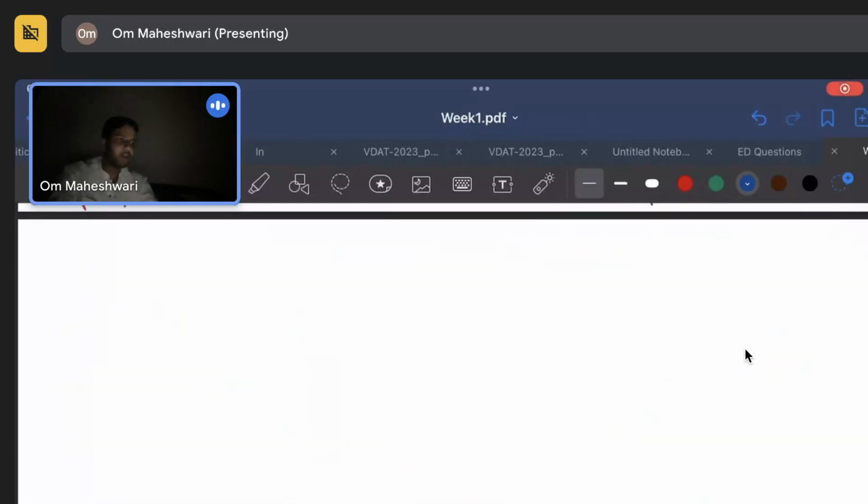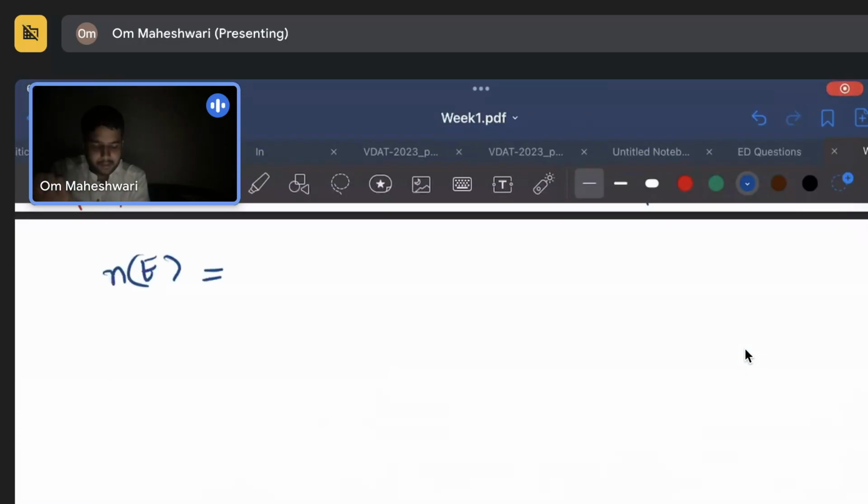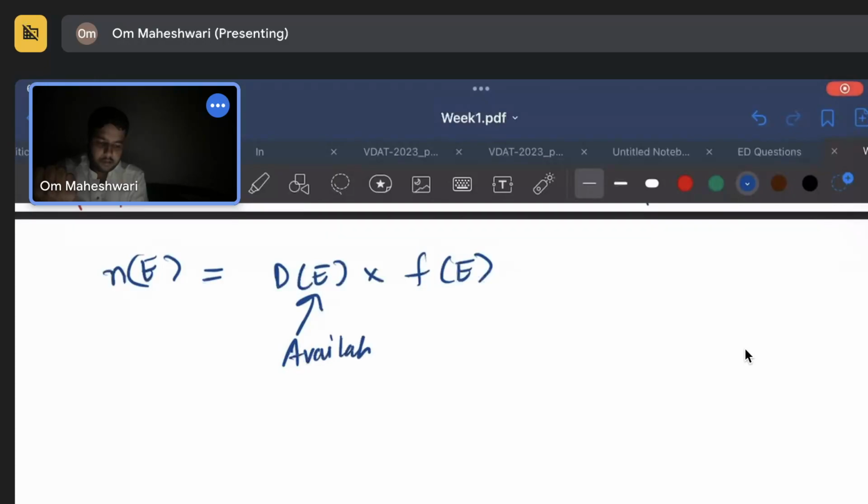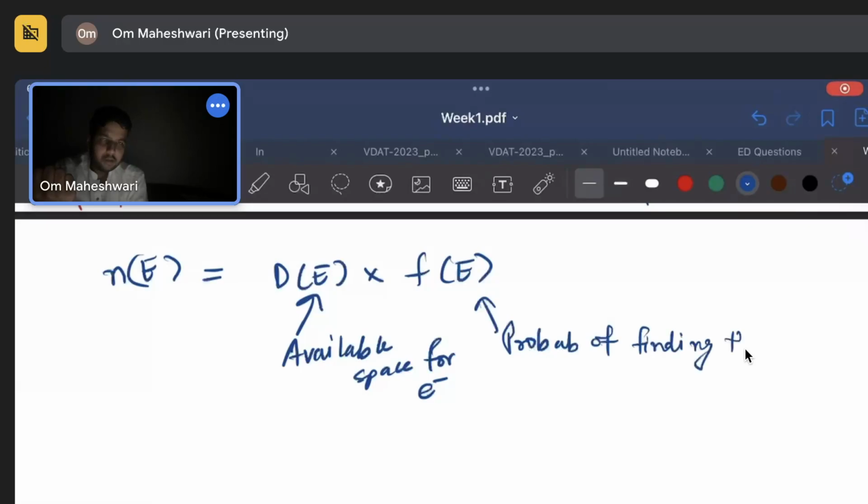Now to find the number of electrons, what we need is, the number of electrons could be given by, first of all, the density, that is D of E, into the probability of finding the electrons there, right? Available spaces for electrons, and probability of finding the electron.